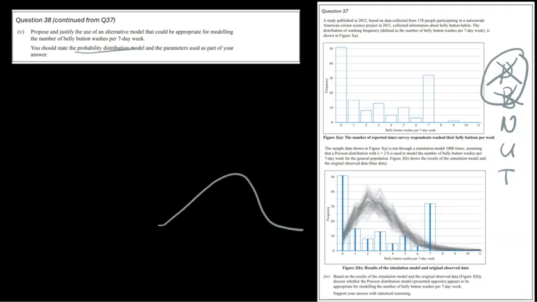So looking at the shape here, we can see it's definitely not a bell curve, right? A normal distribution, it's not a bell curve, and normal distributions have an issue: we have a theoretical lower limit of 0 belly button washers, which doesn't quite work for that. So we can get rid of that. It's not going to be a normal distribution.